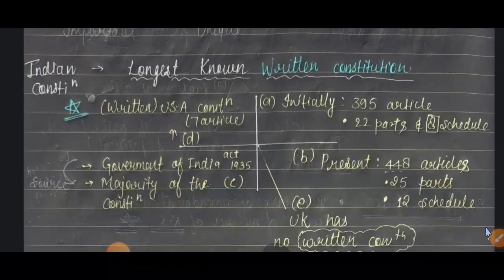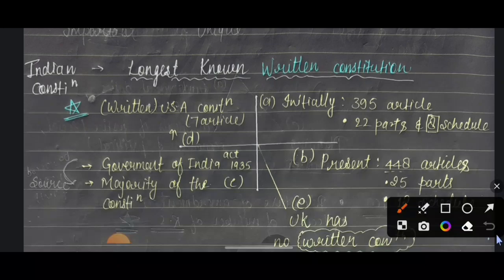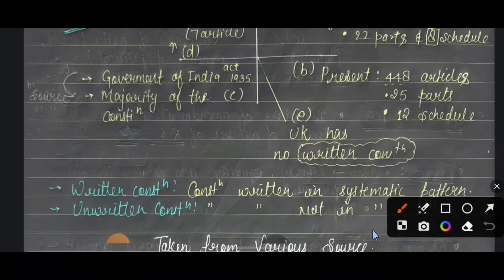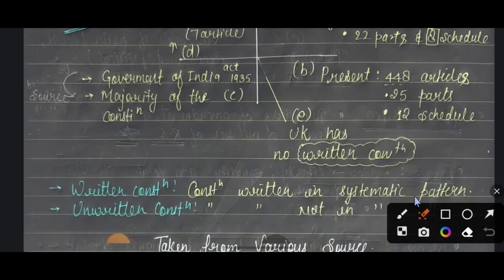Let me introduce you to the difference between a written constitution and an unwritten constitution. A written constitution means a constitution which is written in a systematic pattern. For example, in our Indian Constitution, first of all there is the preamble and thereafter Article 1, Article 2, Article 3 and so on. But in an unwritten constitution, there is no systematic pattern. It means there will be Article 5, thereafter Article 6, thereafter Article 1, thereafter Article 8. They don't have any systematic pattern. This is the difference between a written and an unwritten constitution.